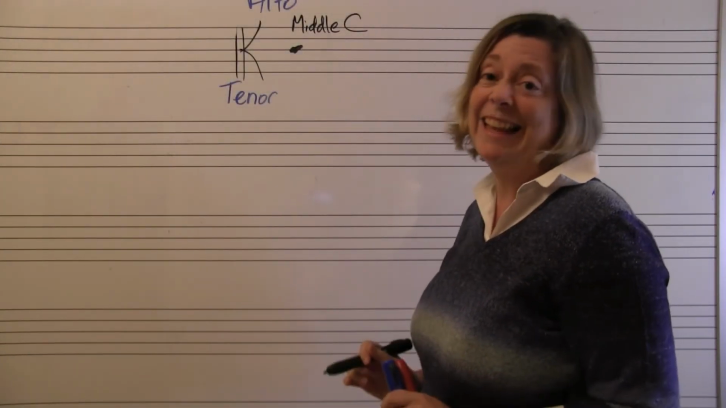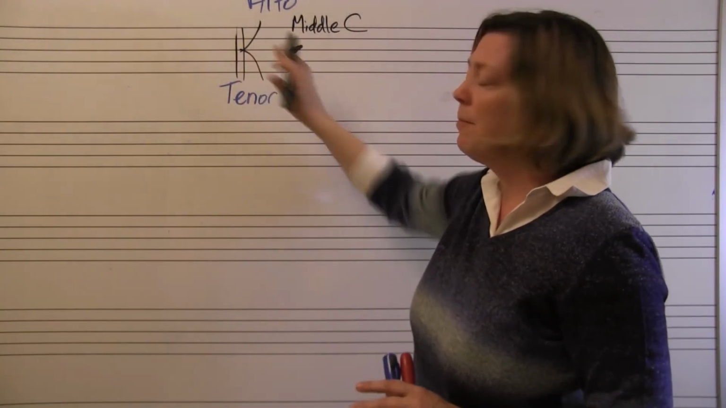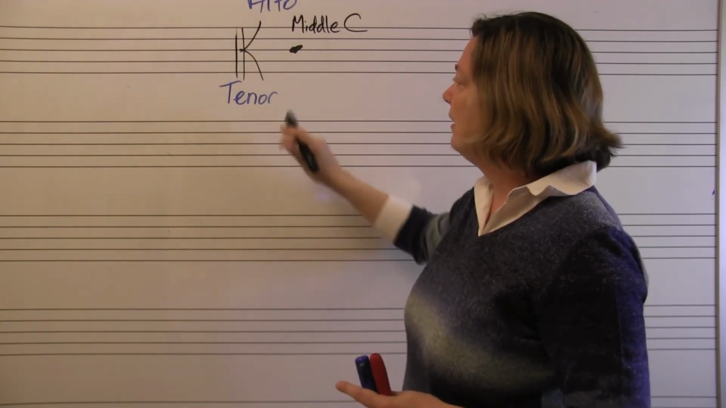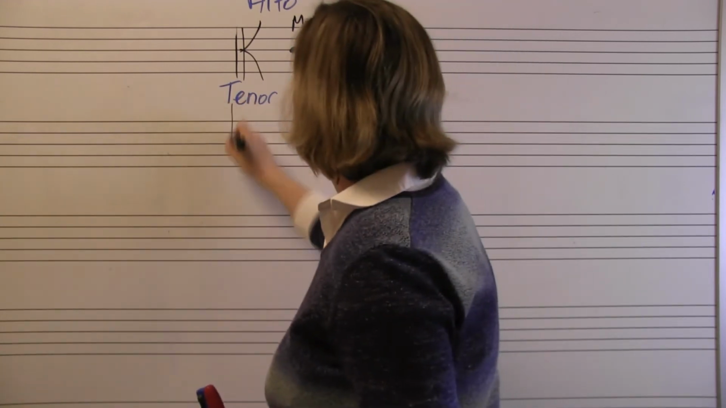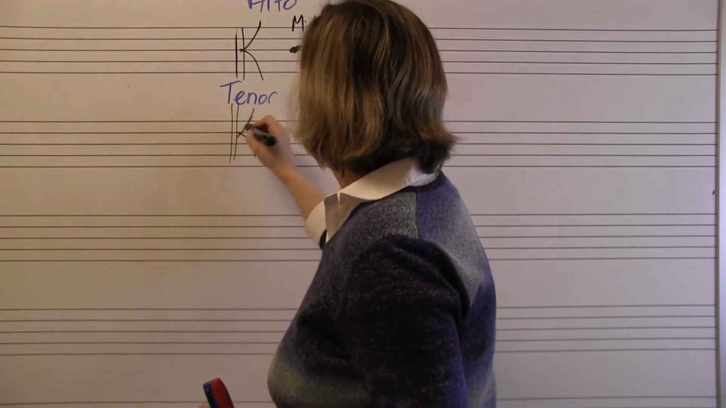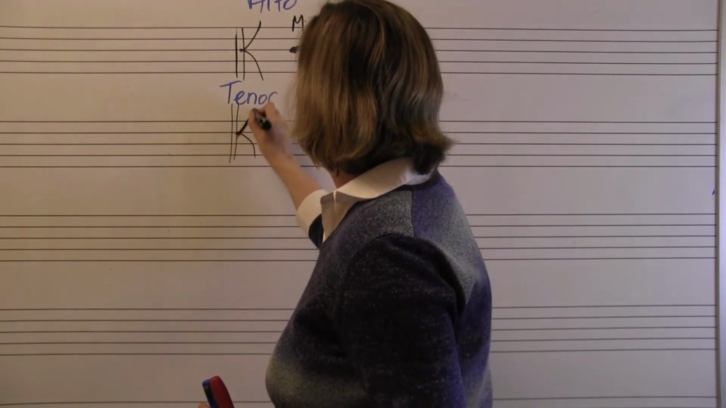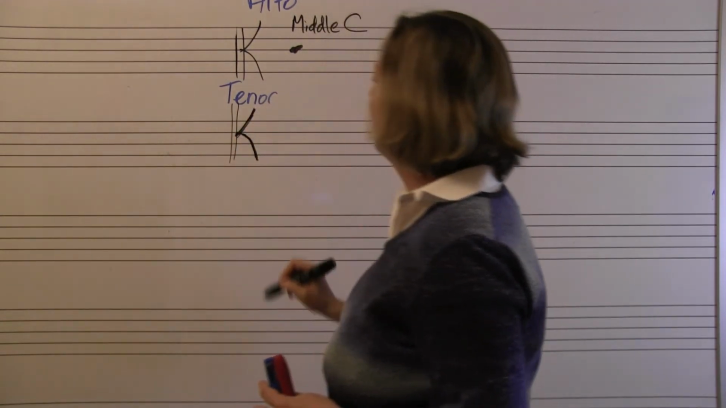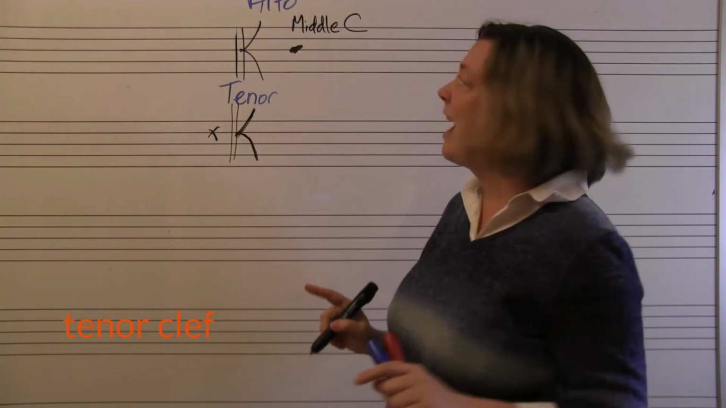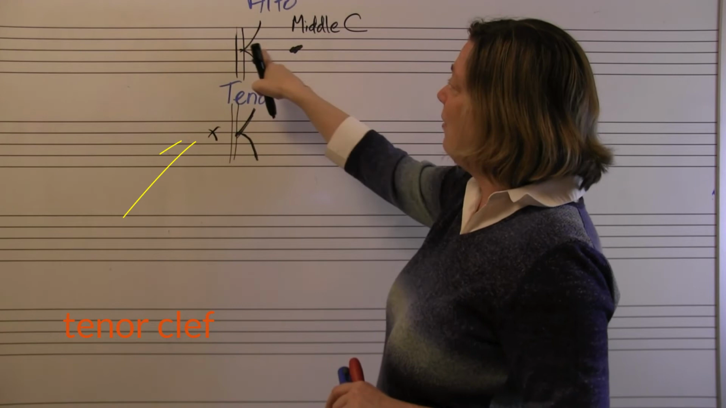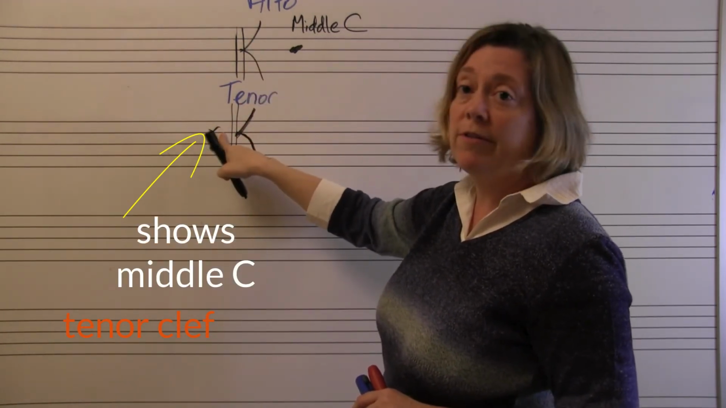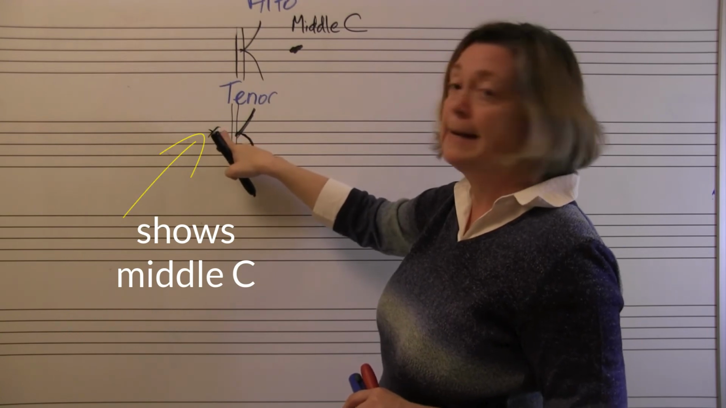So the next clef that uses the same positioning of middle C is called tenor clef. And so I'm going to put it right here. I'm making the same shape. I didn't draw it very well, did I? There we go. So this now, the fourth line, is now middle C. Whereas in alto clef, the third line is middle C. This one, the fourth line up, is middle C.